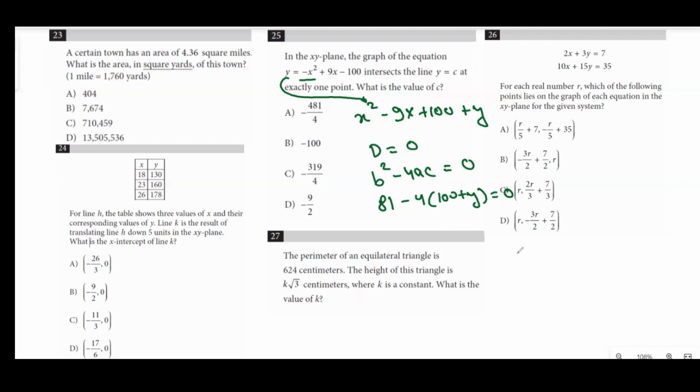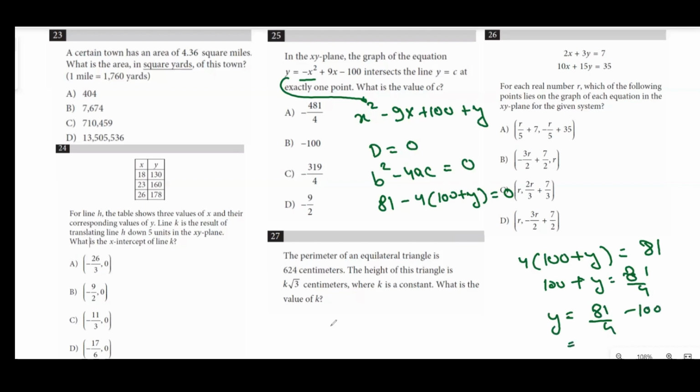If I try to figure out the value of y from here, 4 in the bracket 100 plus y will be 81. 100 plus y will be 81 by 4. So y will come out to be 81 by 4 minus 100. Final answer, after taking the LCM, y will come out to be minus 319 by 4. They're asking the value of c, but c and y both are the same. That means I can say that c value is minus 319 by 4, which is option number C. Option number C is the correct answer for question number 25.